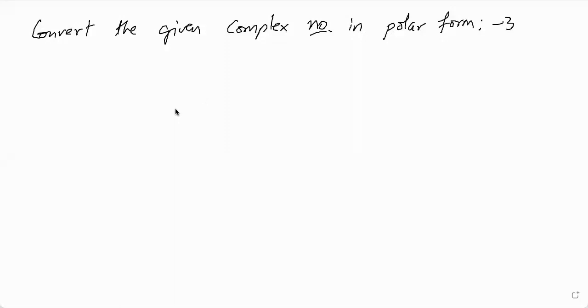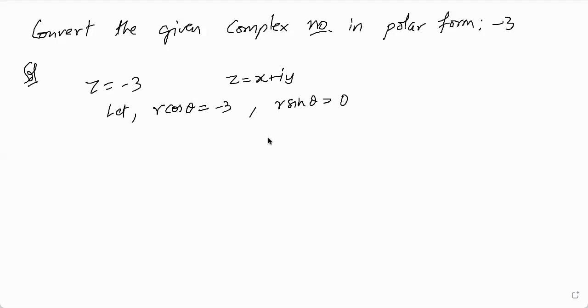So let us convert this into polar form, right? Here we have been given z as minus root 3. So let r cos theta be minus root 3, which is in the form of x plus iy, and r sin theta, which is 0. Squaring and adding, you get r square cos square theta plus r square sin square theta, which is minus root 3 whole square.